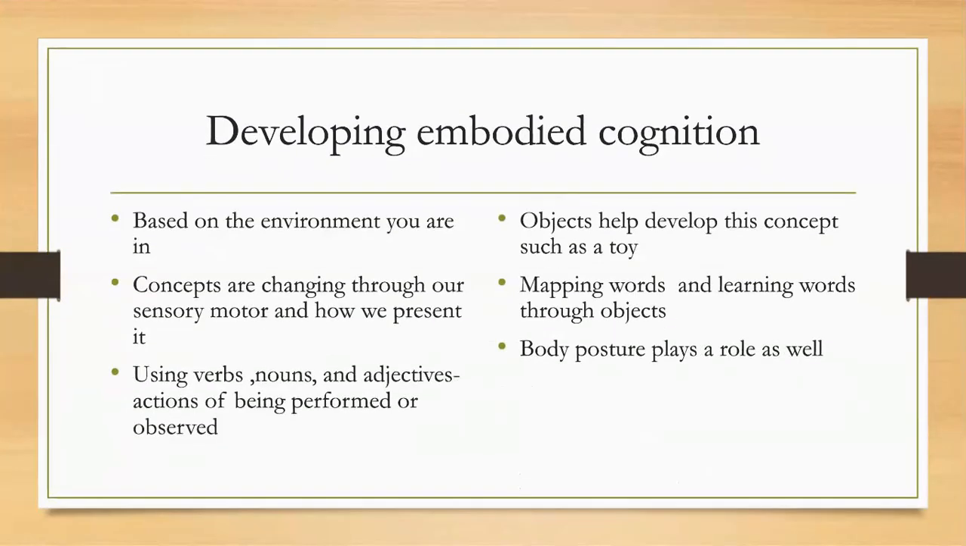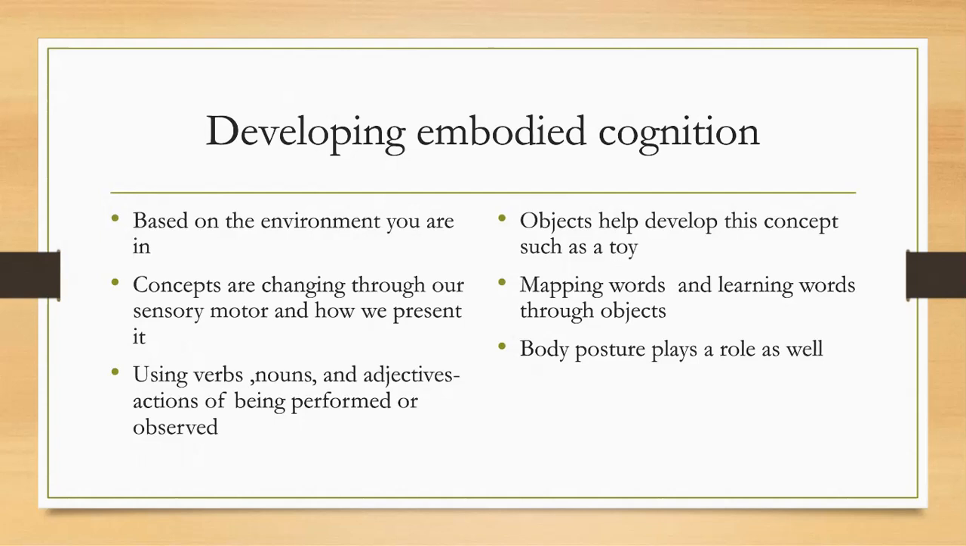So, developing embodied cognition. This is based on the environment you are in. Environment seems to play a very key role, especially growing up in general, and with anything with your mind. Concepts are changing throughout our sensory motor and how we present it. Using verbs, nouns, and adjectives, actions are being performed or observed. Objects help develop this concept, such as a toy. Mapping words and learning words through objects helps develop embodied cognition, and body posture plays a role as well.